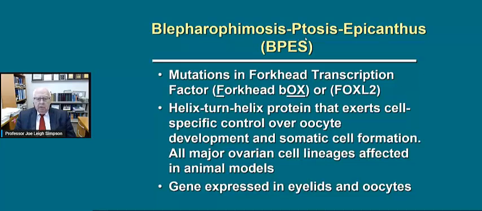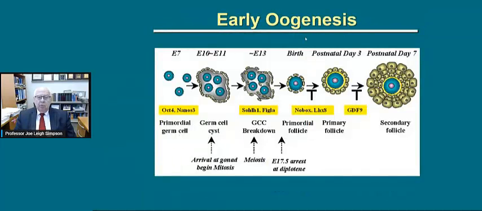So the issue here is exemplified by the name forkhead transcription factors. Transcription factors means that they're necessary to produce the DNA that's necessary. And in this case, that was not the case. So the gene is expressed in eyelids as well as oocytes. Exactly why, we really don't know. Let's move on to something that's more familiar.